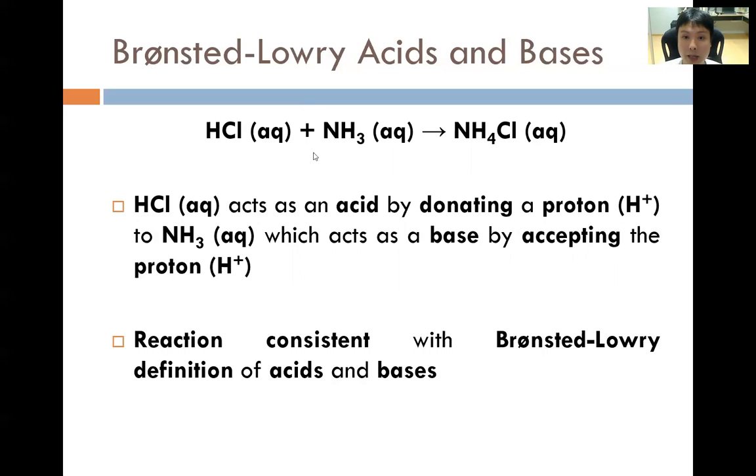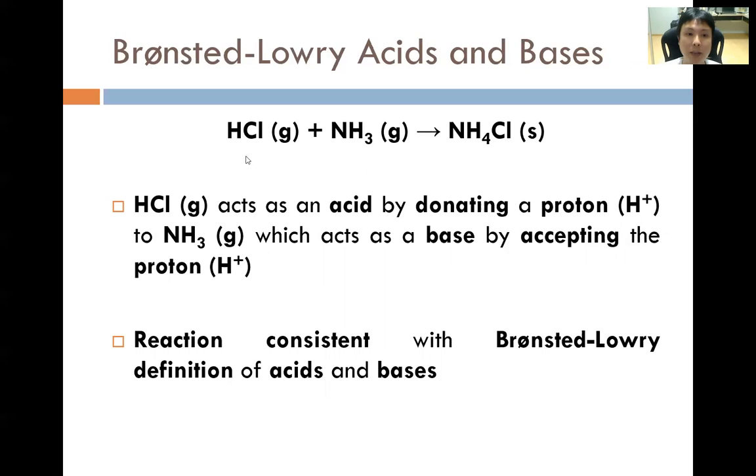The HCl aqueous reacting with aqueous ammonia, you will form NH4Cl. Again, the HCl donates a proton and the NH3 accepts a proton. So this is again consistent with the Brønsted-Lowry definition of acids and bases. And this is an acid-base reaction according to the Brønsted-Lowry definition.